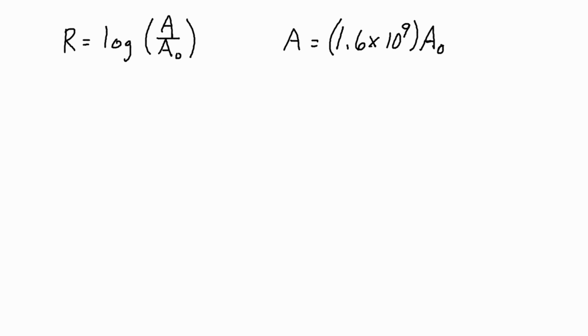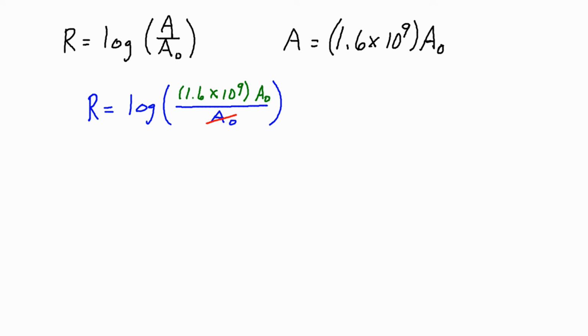From our formula, we know R equals log of A divided by A sub 0. And from our word problem, we know that for the Indian Ocean, A equals 1.6 times 10 to the ninth times A sub 0. So I can substitute into my equation R equals log of A, which is 1.6 times 10 to the ninth times A sub 0, divided by A sub 0. Solving, our A sub 0's cancel each other out. So that leaves us with log base 10 of 1.6 times 10 to the ninth. And that's something that we can easily calculate.